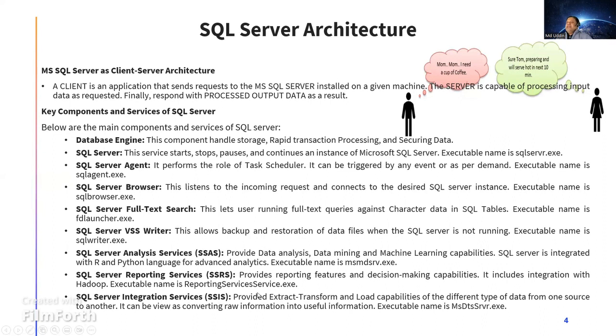SQL Server Integration Services provides extract, transform, and load capabilities for different types of data from one source to another. It can be viewed as converting raw information into useful information. The executable name is MsDtsSrvr.exe. So those are the executable names of each of the key components and services of SQL Server. And these provide different services whenever we are writing a query and trying to fetch data from the database server and get the information from the database. All these services will be enabled when you install SQL Server.